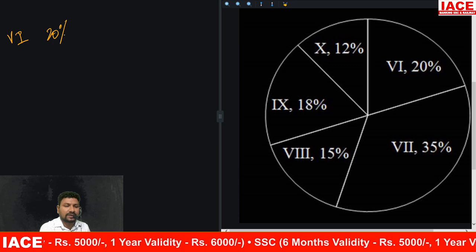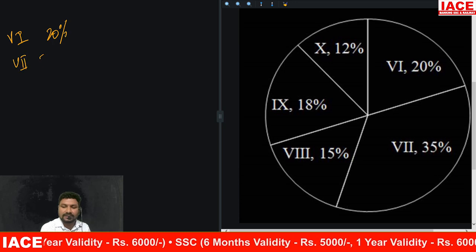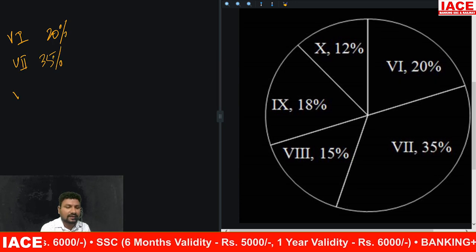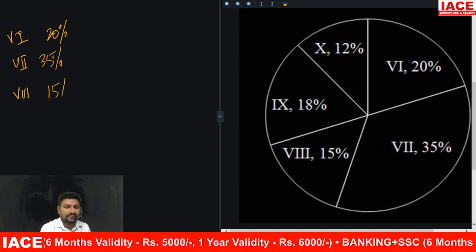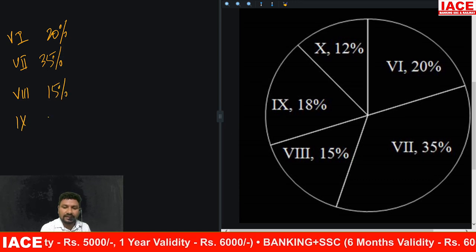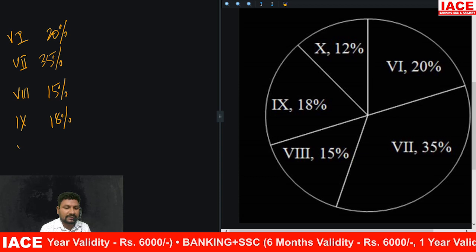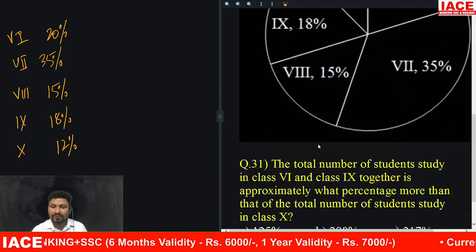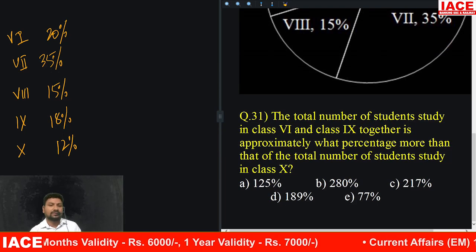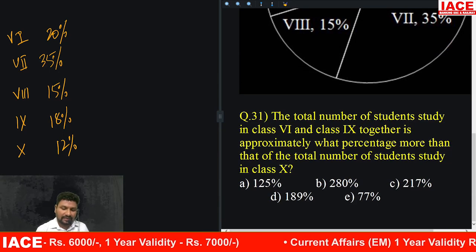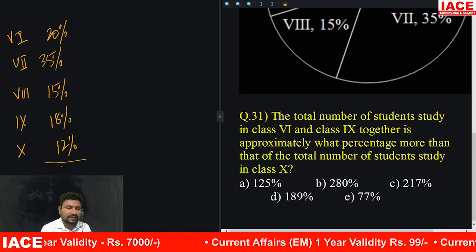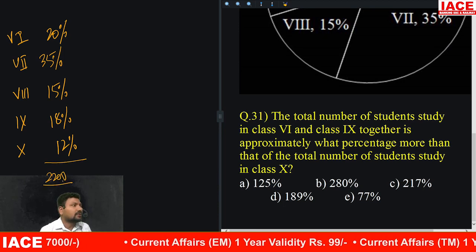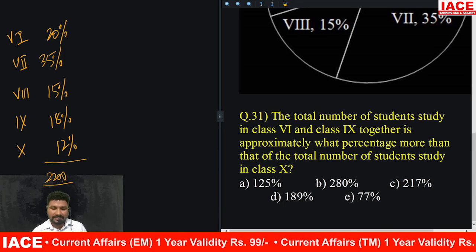6th class is 20% and 7th class is 35% and 8th class is 15%. 9th class is 18% and 10th class is 12%. If all are added, it should be equal to 100%. Now we will see the questions directly. And we know the total value of all the students is 2200. It should be equal to 100%.